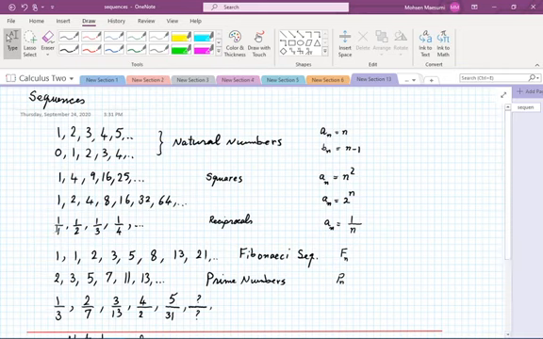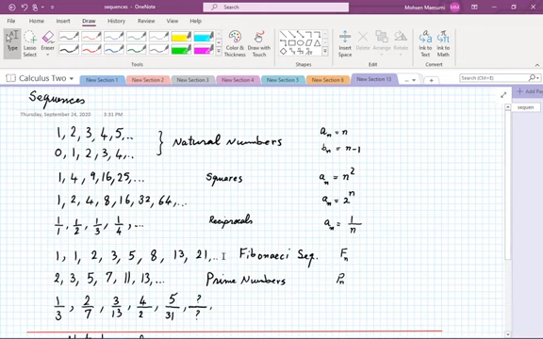Next we have the so-called reciprocals of natural numbers. Then another sequence that has been famous in arts and biology and even stock market is the so-called Fibonacci sequence. It goes as 1 1 2 3 5 8 13 21.